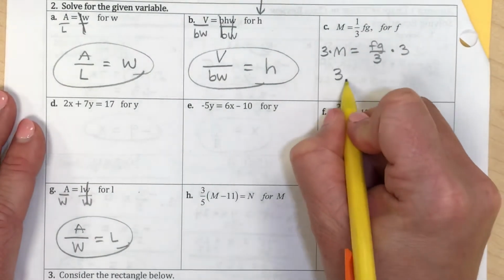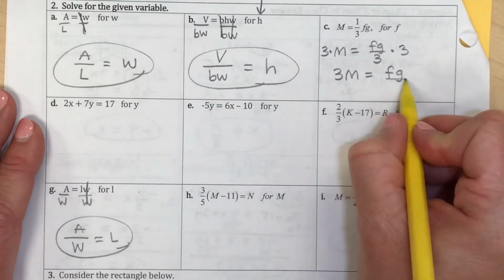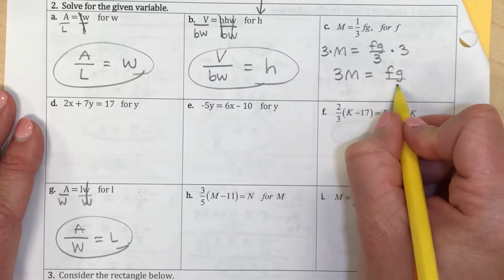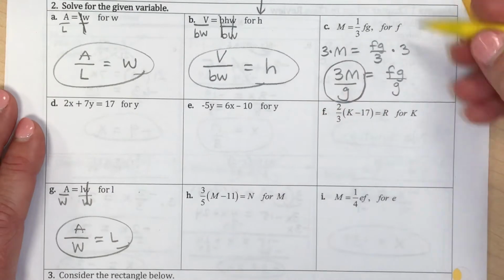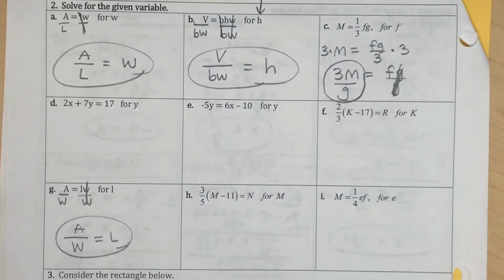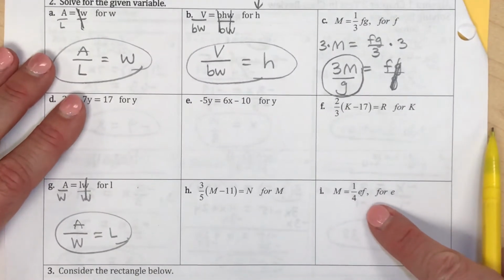So I have 3m is equal to F times G. Now if I want to get rid of the g because I want my f by itself, I'm going to undo the multiplication by dividing by g, and this is your answer. 3m divided by g. I bet you now you could do this one successfully.